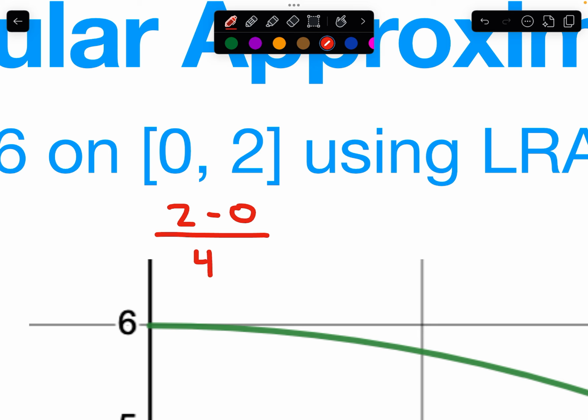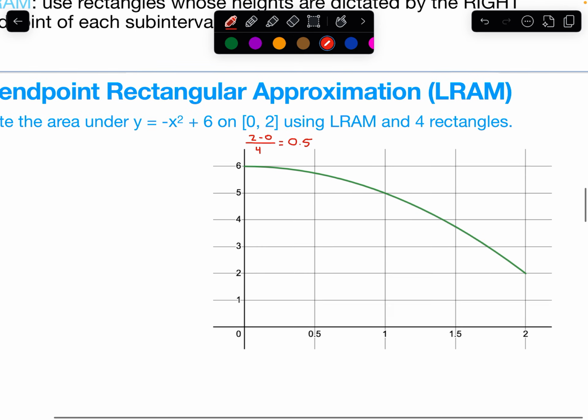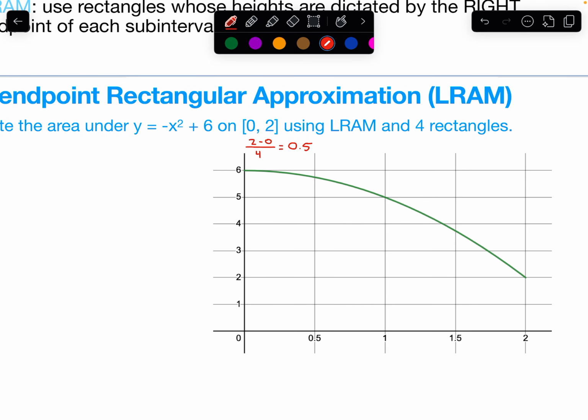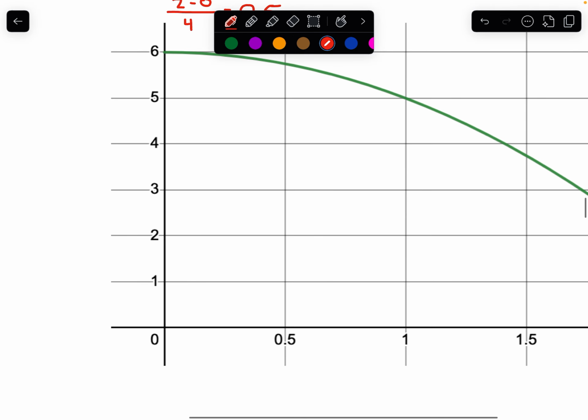So really, to find the base of our rectangles, we can do this exact calculation. We can find the distance between our endpoints, 2 minus 0 in this case, and divide by the number of rectangles we're going to use. That's 2 divided by 4 here, that's 1/2. So each of our rectangles will be half of a unit wide. The base of all of our rectangles will be consistently 1/2. And I've made sure that the scale on my graph fits that well, right? So rectangle number 1 is going to span this interval, rectangle number 2 this interval, and so on.